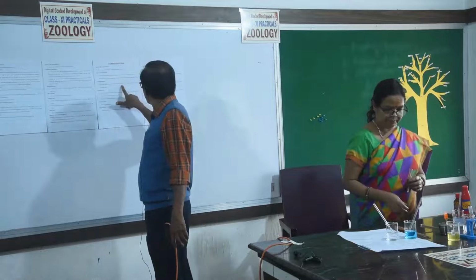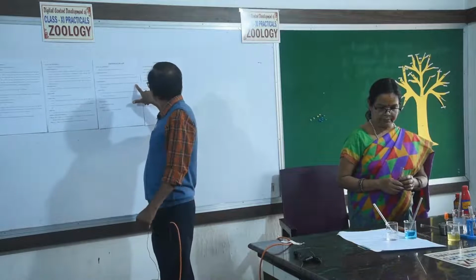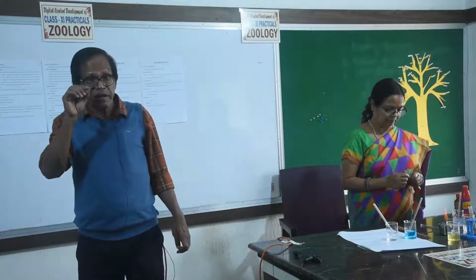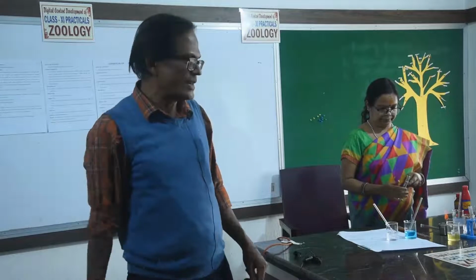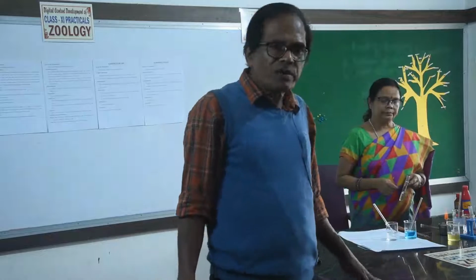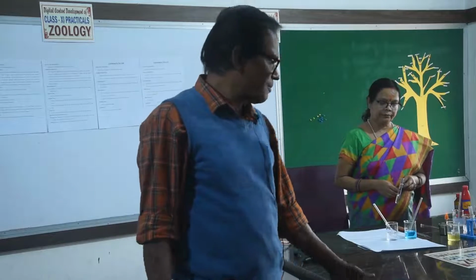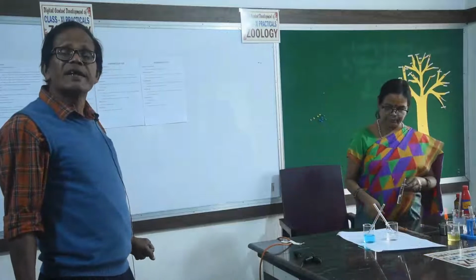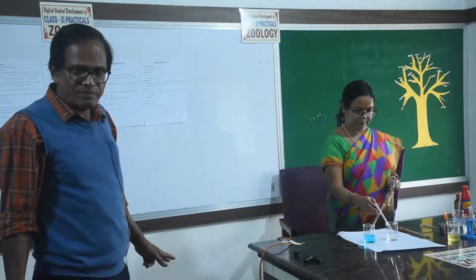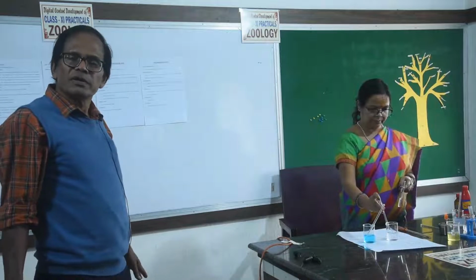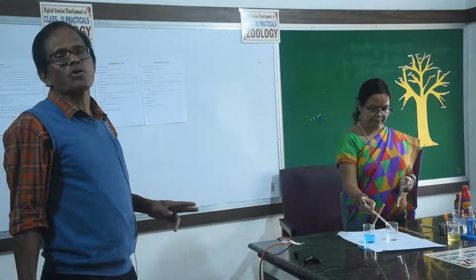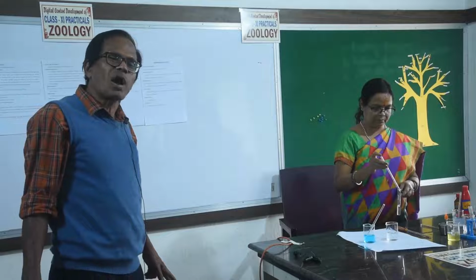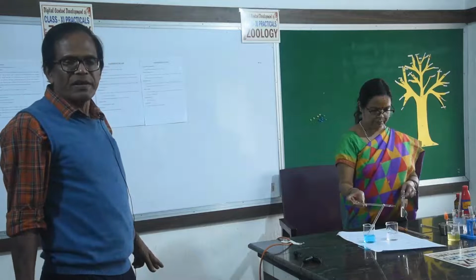For this, we require a test sample, that is egg albumin solution. Then a test tube holder, a spirit lamp, and a very unique reagent, biuret reagent. Biuret reagent contains sodium hydroxide and hydrated copper sulfate. In addition, Rochelle salt is also present in biuret reagent. Sodium potassium tartrate is also present.